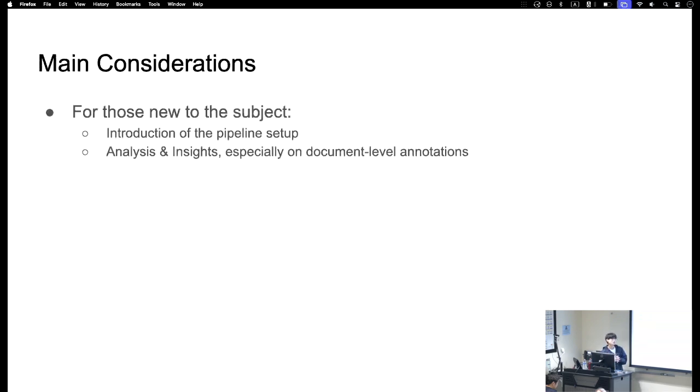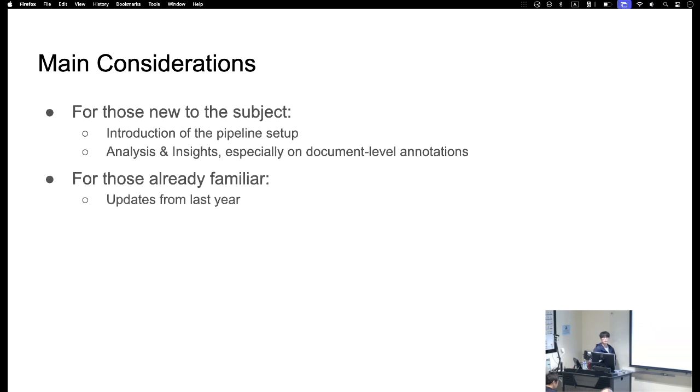For the main considerations, for those who are new, it will be more about our pipeline setup, the motivation for it, why we chose this approach, as well as some of the insights that we have gained over the past year working on this project. And for those who are already familiar, it will be more about some of the upgrades that we have made to the setup from last year.